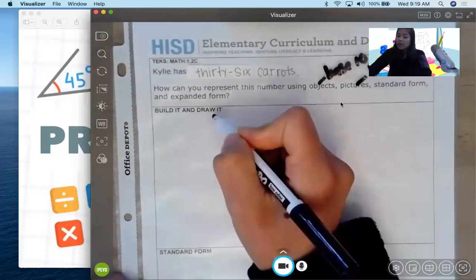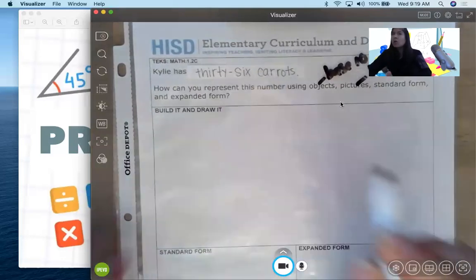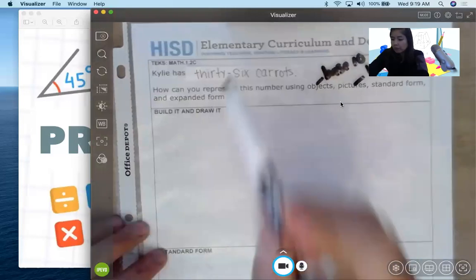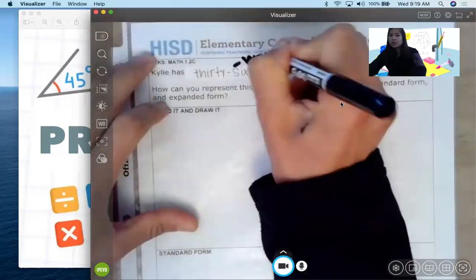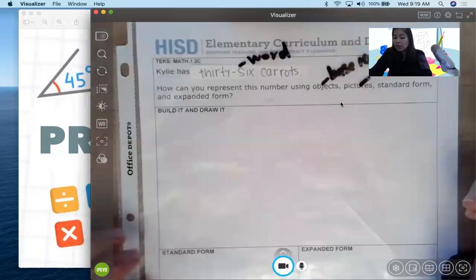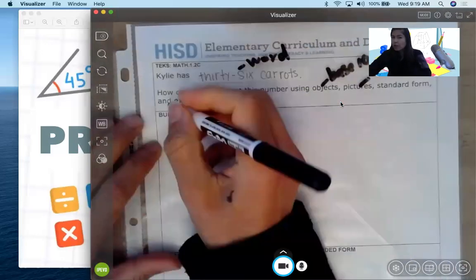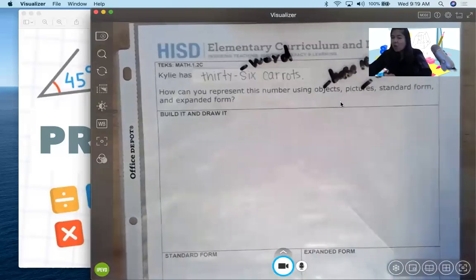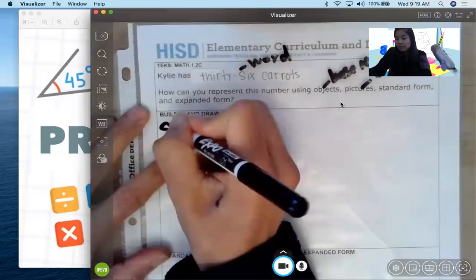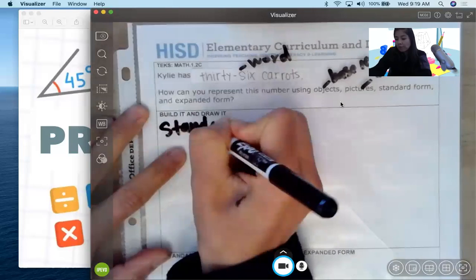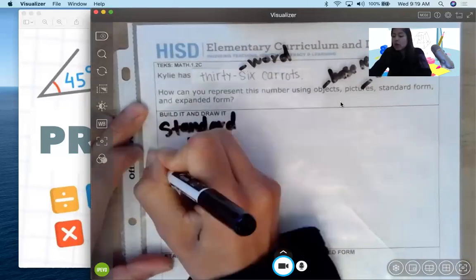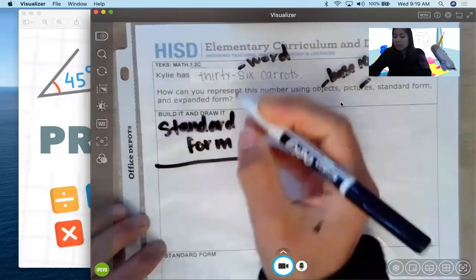So the first thing that I'm going to ask myself is, how does the number 36 look? Because here it's written in word form. And the first thing that I want to do is to write it in number form. So do you remember what it's called when you represent a number using numbers or digits? What is it called? Standard form. So when I represent a number using digits, that is called standard form. So that's the first thing that I'm going to do, represent my number in standard form.